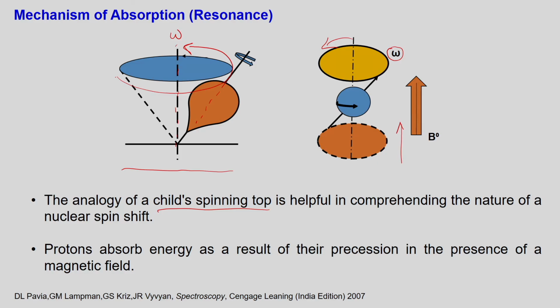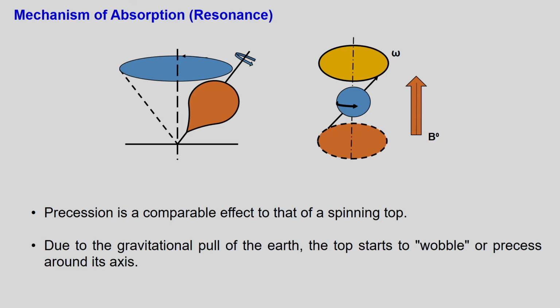What happens is that while it spins, the protons absorb energy as a result of their precession in the presence of a magnetic field. This is very important, this is where the entire heart of the NMR spectrophotometer lies. It absorbs this frequency, so energy. If an incoming radiation with the same frequency falls on this type of nucleus, which is in a magnetic field B naught, it will absorb a frequency given by omega and it will show up in the spectrum.